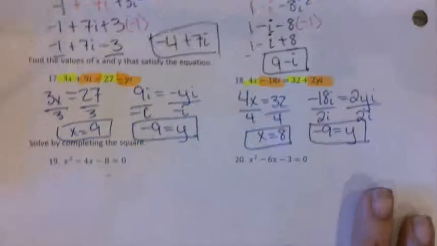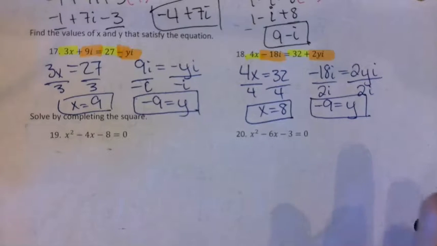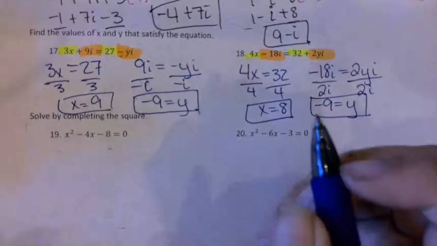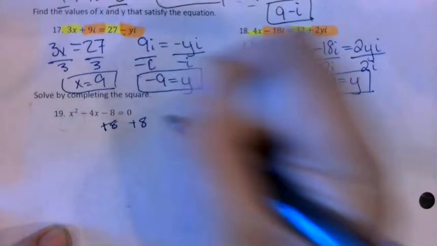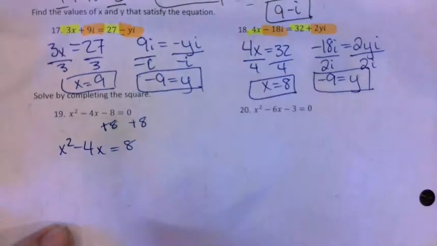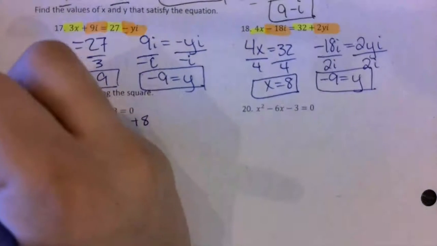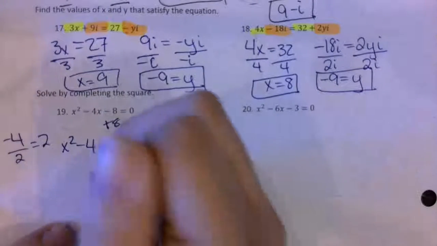Okay, so number 19 wants me to solve by completing the square. To do this, I need to get my number to the other side of the equation. So I'm going to add 8 to both sides. Then I have x squared minus 4x equals 8. What I want to do next is find half of my b value. So negative 4 divided by 2 is negative 2.